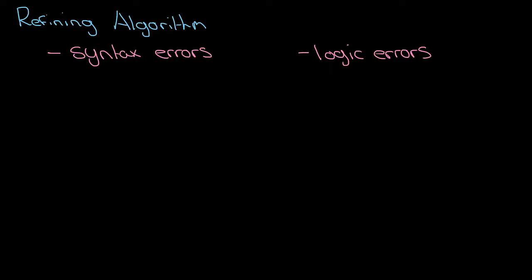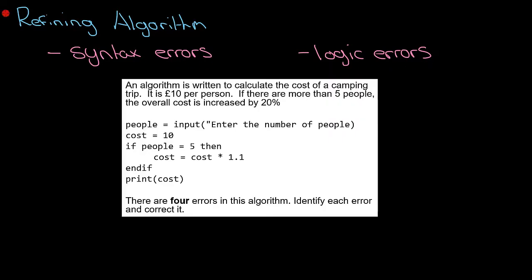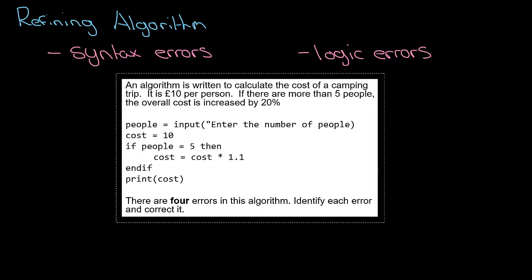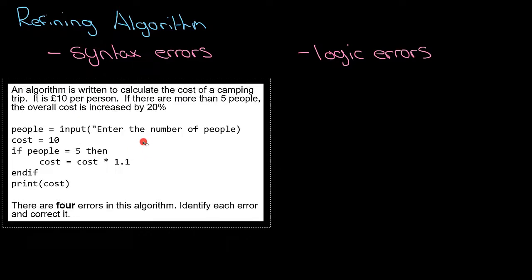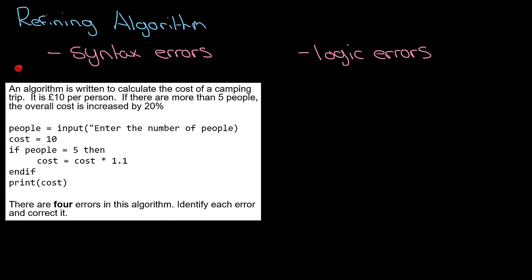So what we're going to do is show you an example algorithm. What's really important for us to do is read what the algorithm is meant to do first off. If we don't do that, then we're not sure what the algorithm is meant to do and we can't fix the code. So let's have a quick look at this. An algorithm is written to calculate the cost of a camping trip. It is £10 per person. If there are more than 5 people, the overall cost is increased by 20%. Once we've read that, we know what the algorithm is meant to do.